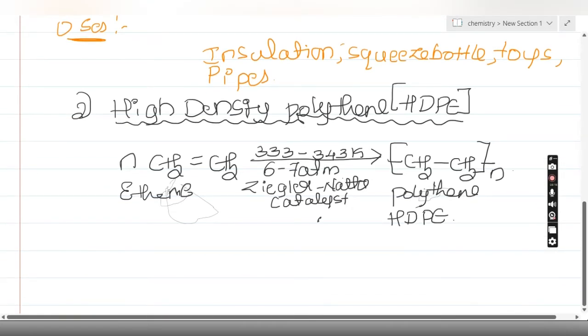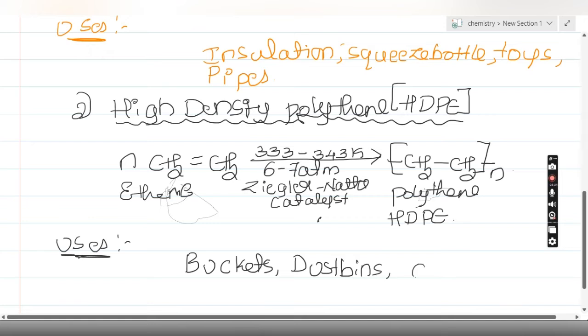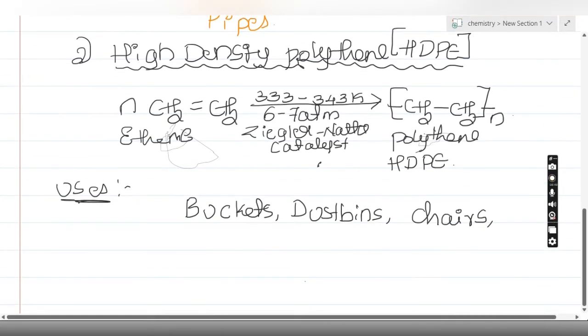And coming back to the uses of this. See, I am now writing uses. Since it is very hard in nature, these are used in making buckets and dustbins. Then plastic chairs, this is also important. These are used in making plastic chairs, and also pipes. I think for household purposes they use it for construction of pipes. That is the way high density polyethylene is used.